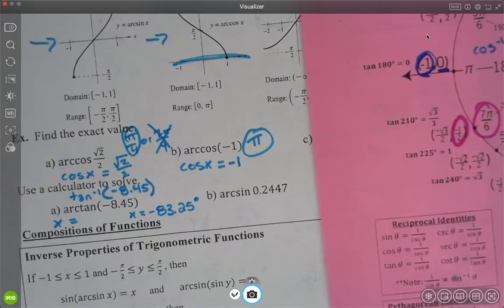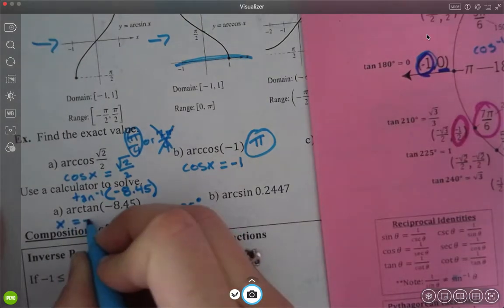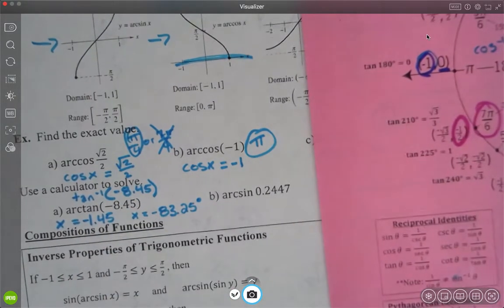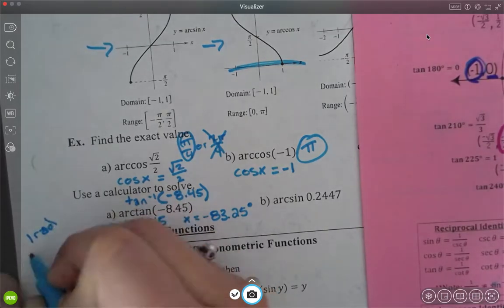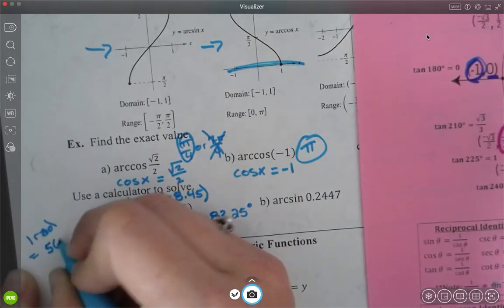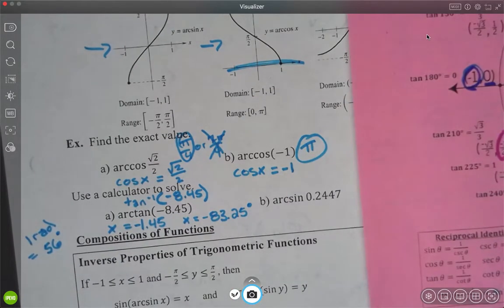I don't know what your book wants. It will say either radians or degrees. Okay, then you can choose which one. But let's do both for right now. -1.45 radians. How do you go from degrees to radians? Yes, pi over 180 or 180 over pi. Do you know how much one radian is? How many degrees one radian is approximately? 56 degrees-ish. Right? That's just kind of a stupid fact.